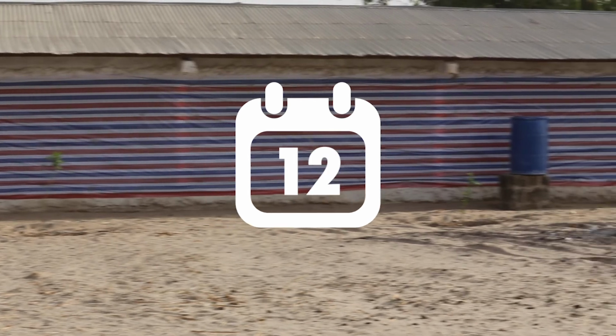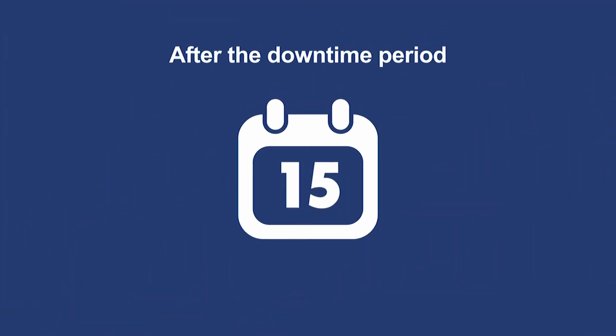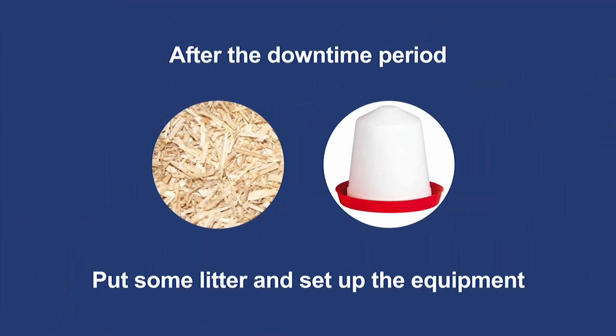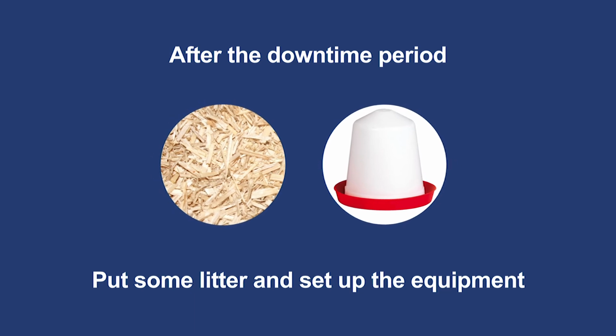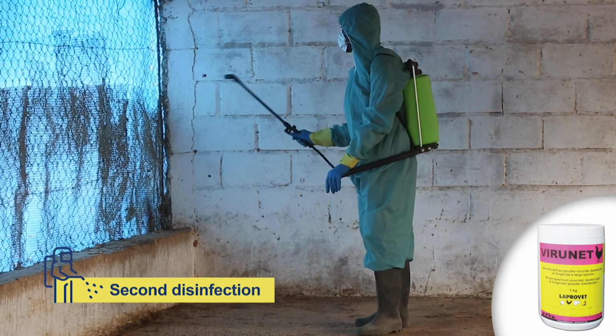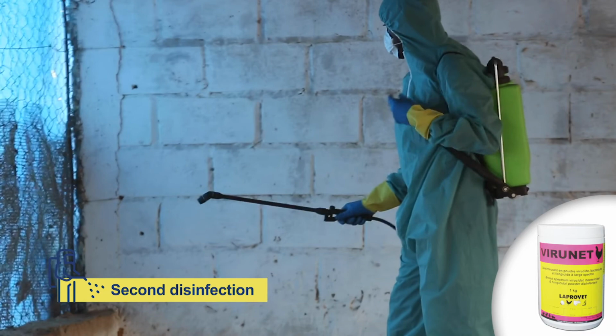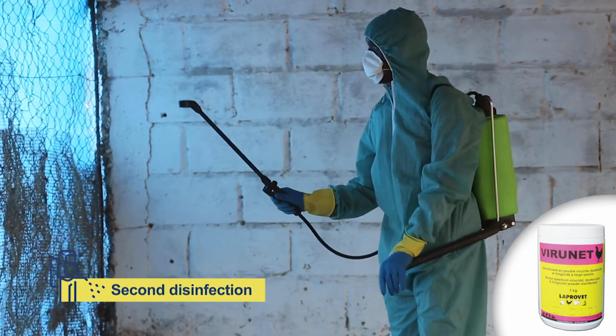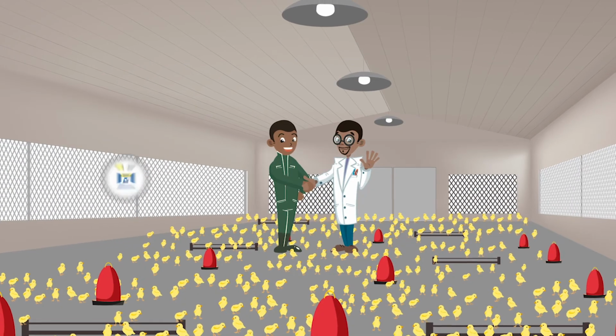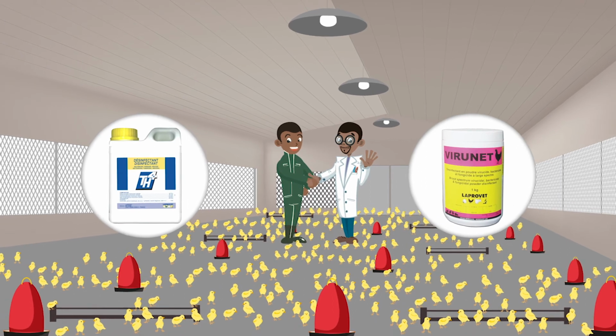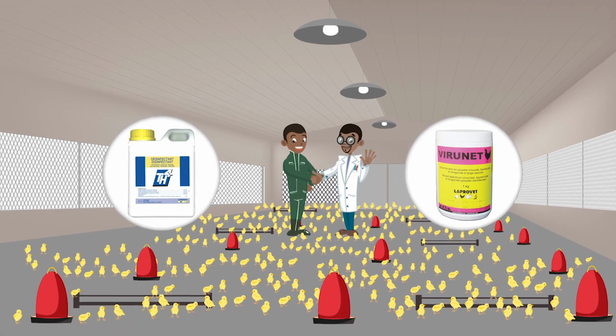In order for the disinfectant to work, leave the building closed and empty for at least 15 days, preventing access to visitors. 2 to 3 days before the arrival of the chicks, spray all surfaces with ViruNet. Following this last step, your building will be clean and ready to welcome a new flock.